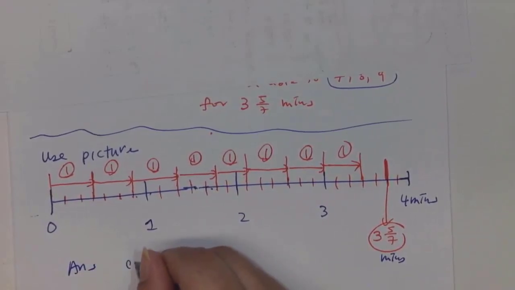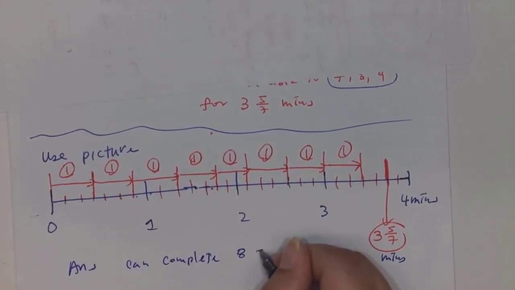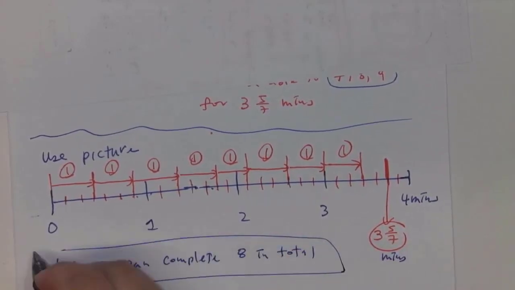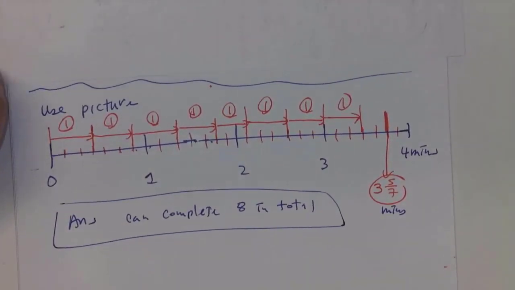You can complete 8 in total. So this is using a picture, but can we do some kind of math? Can we do math? What kind of operation is this? Try to draw not too close together. It's very easy to make a mistake.